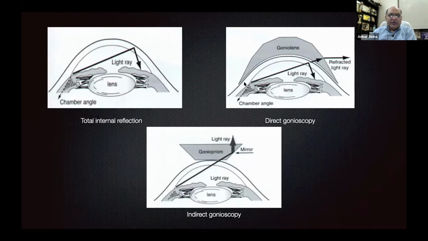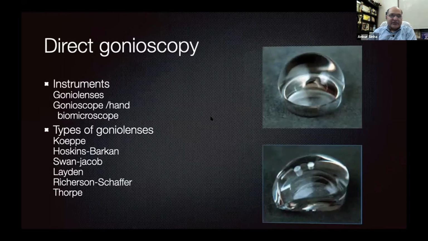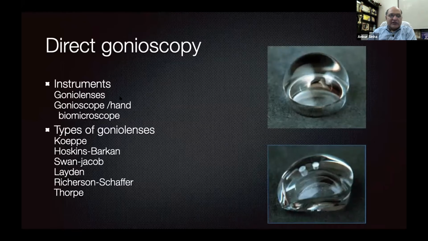So what we can do is place this gonio lens, which is a direct gonioscope, and then we can see the ray of light through this gonio lens and view the angles. The other option, which is commonly used, is the gonio prism, where the light travels through the anterior chamber and cornea, and the reflected light from the mirror is seen by us through the gonio prism. Now, direct gonioscopy involves instruments like gonio lenses and a gonioscope. The gonioscope is actually a handheld biomicroscope required for direct gonioscopy.